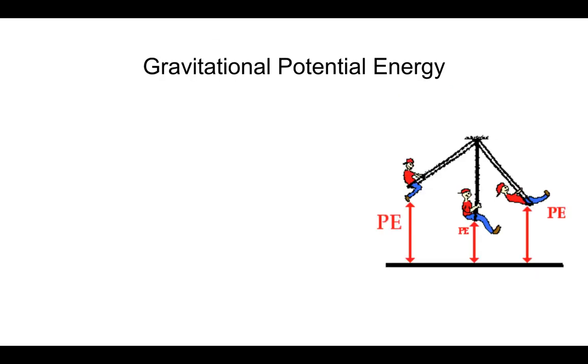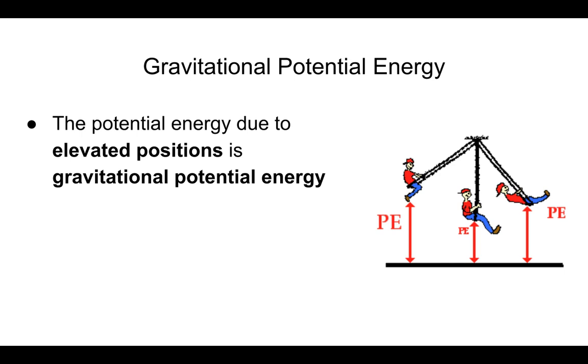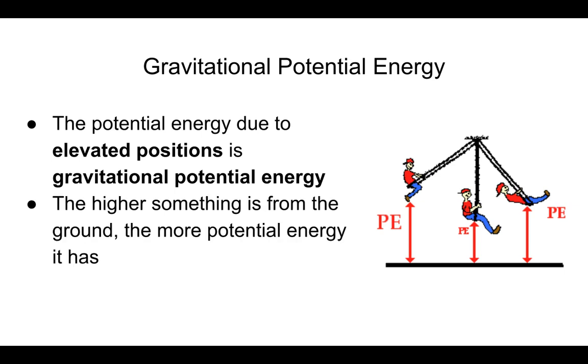So, gravitational potential energy, like I said before, is the potential energy due to elevated positions. So, like that boy had the brick off of the ground, right? That's called gravitational potential energy. Now, the main thing that I want you to remember with this is that the higher something is from the ground, the more potential energy it has. All right. So, the higher the height, the more gravitational potential energy the object has.